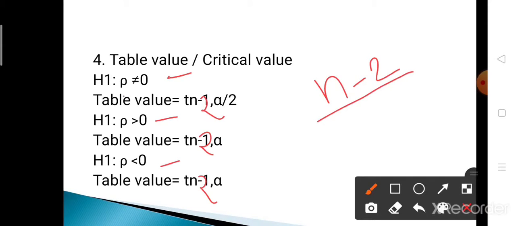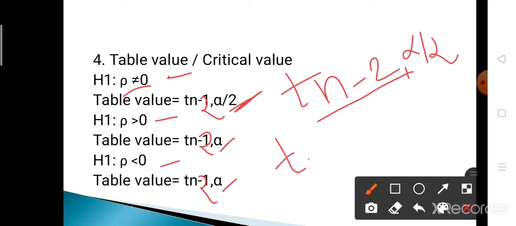For two-sided test, see the table value for alpha by 2. So the table value is t n minus 2 comma alpha by 2. This is for two-sided test. And for one-sided test, see the table value for alpha only. So the table value is t n minus 2 comma alpha for this one-sided right test or one-sided left test. And for two-sided, see the value for alpha by 2.